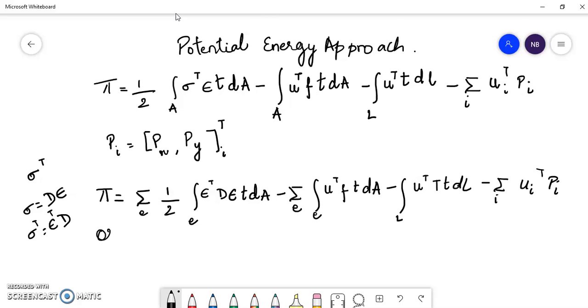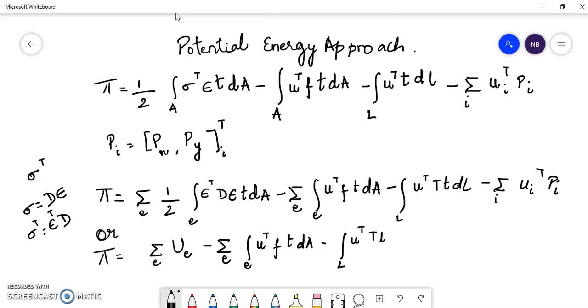or we could also write it as pi equals to summation of all the elements UE, and the rest of the terms are unaltered. So what I'm doing in this equation is that I am defining the first term as the element strain energy, denoted by capital U suffix E.